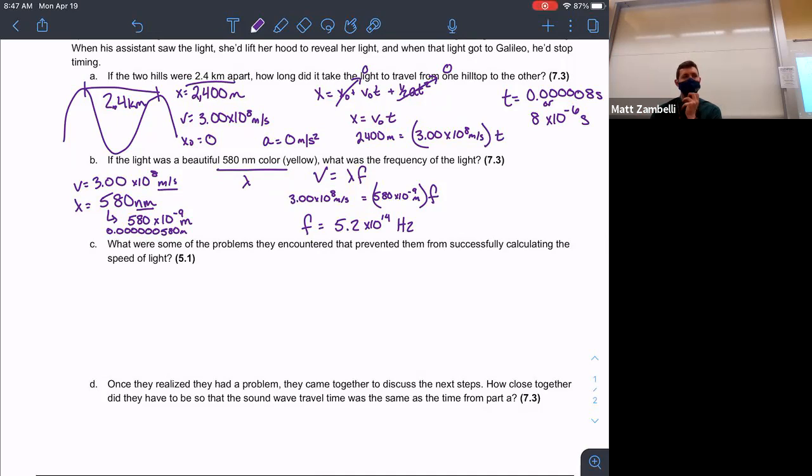So reaction time of humans, what the hills look like, what's the temperature outside, maybe things with weather are causing issues, they can't see very well. Lots of things could go wrong. The biggest one being that humans have slow reaction times, and you're not going to get to 8 times 10 to the negative 6 seconds. Just too fast for us to react in. Any questions on number 1C?